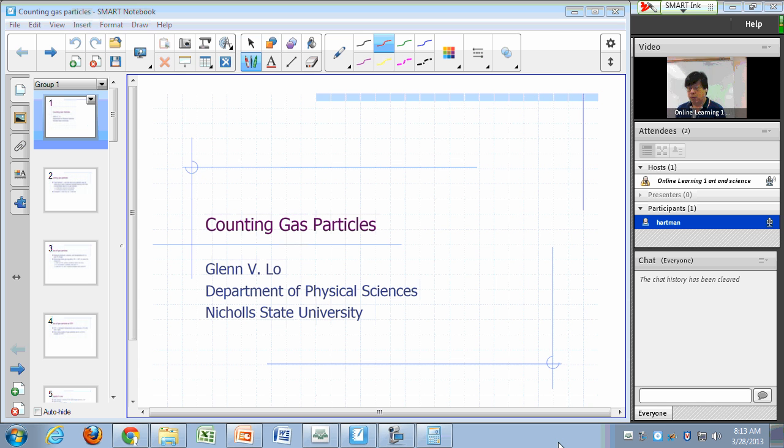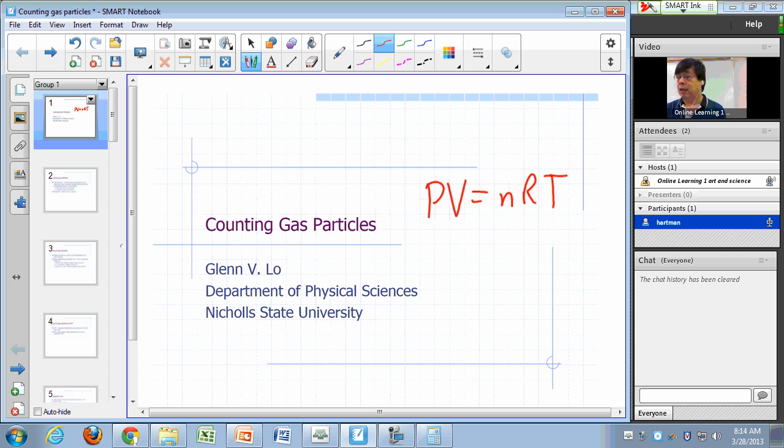All right, so let's continue our discussion of the ideal gas law. This time we will apply it to counting of gas particles. Now, remember the ideal gas law says PV equals nRT. So our focus in this lesson is this n right here, number of moles of gas particles. Exactly what do we mean when we say gas particles?